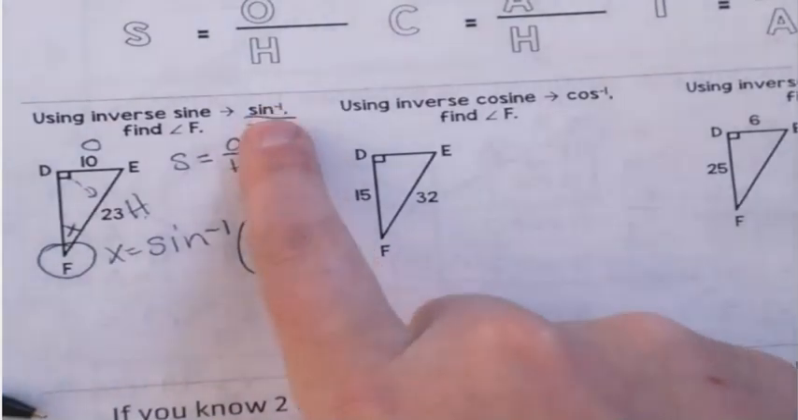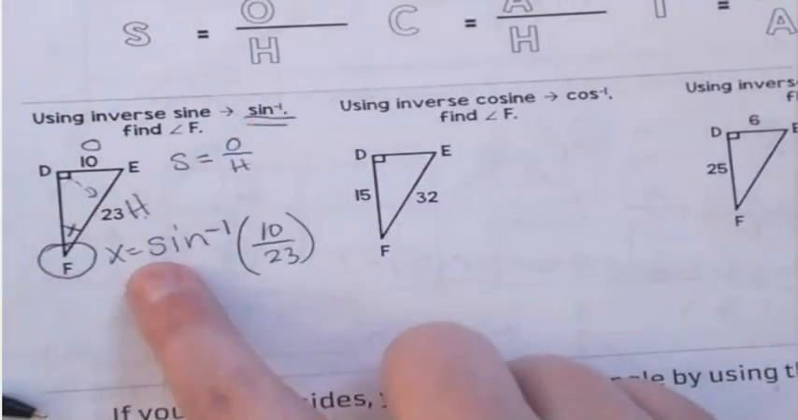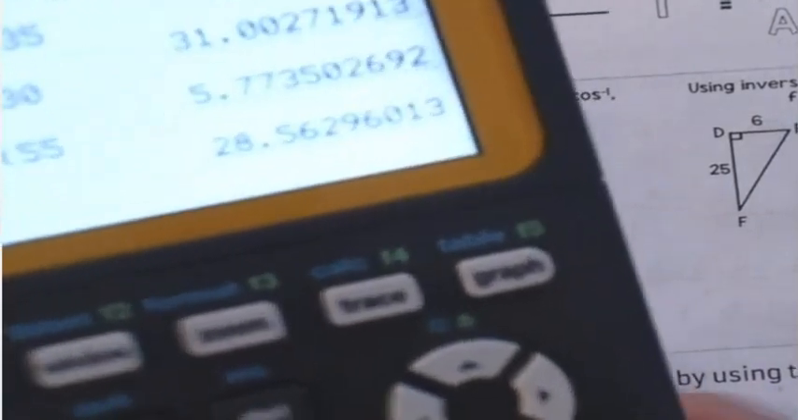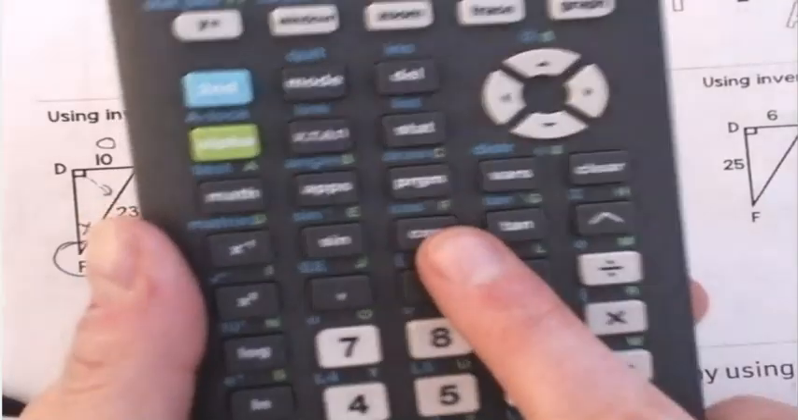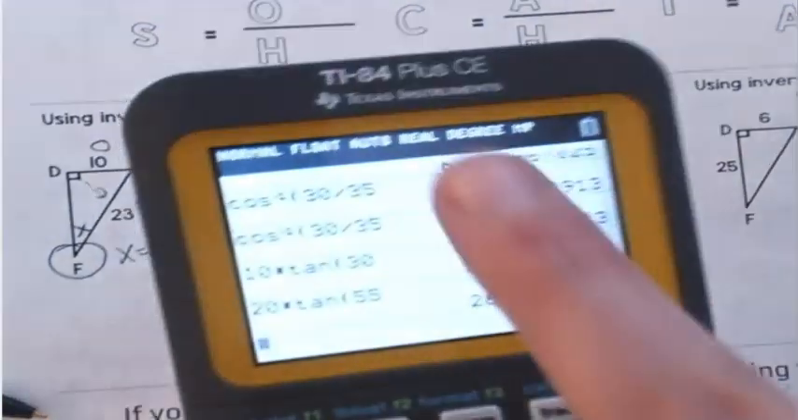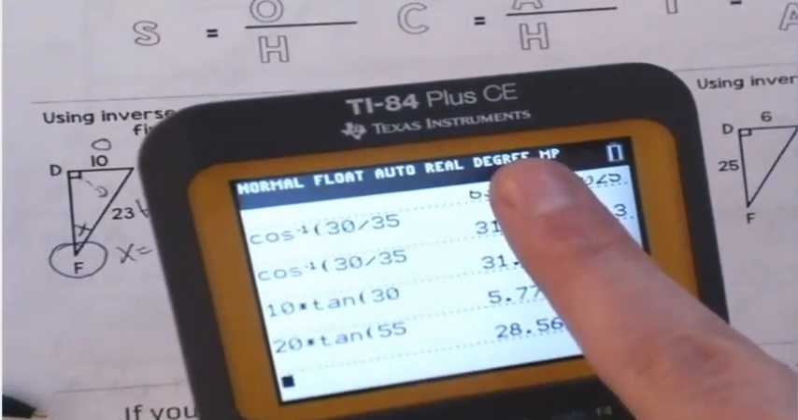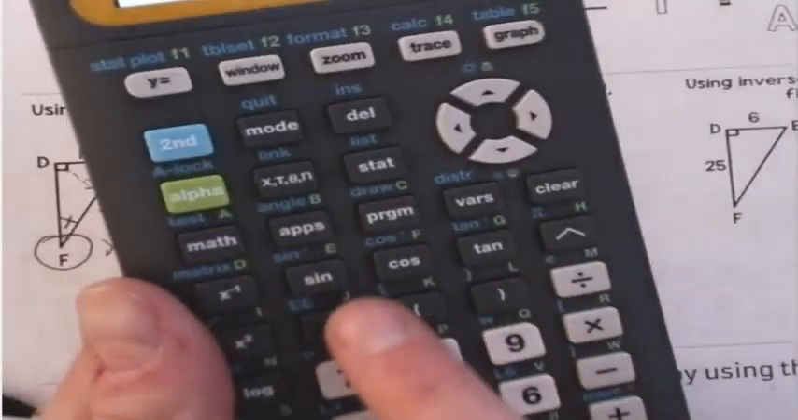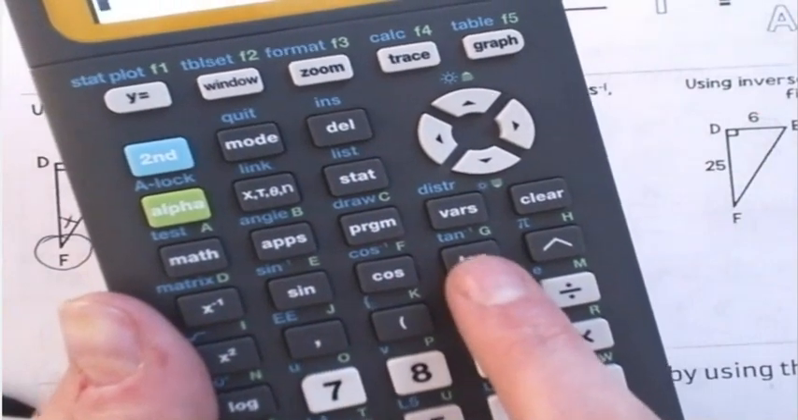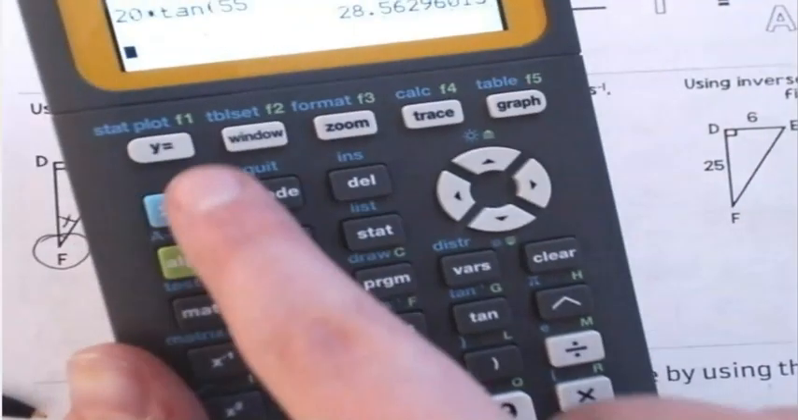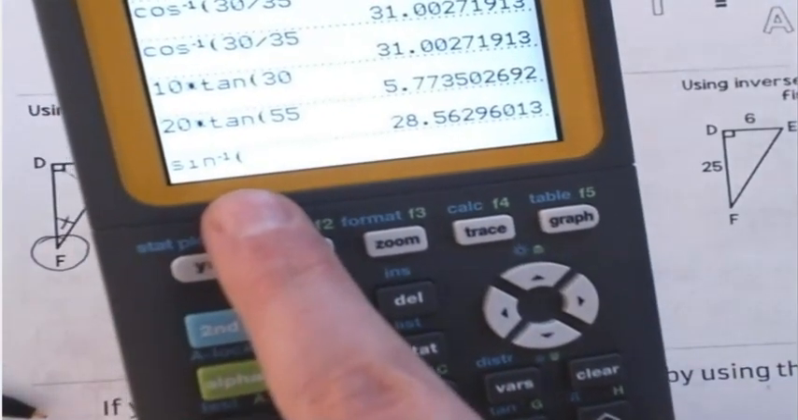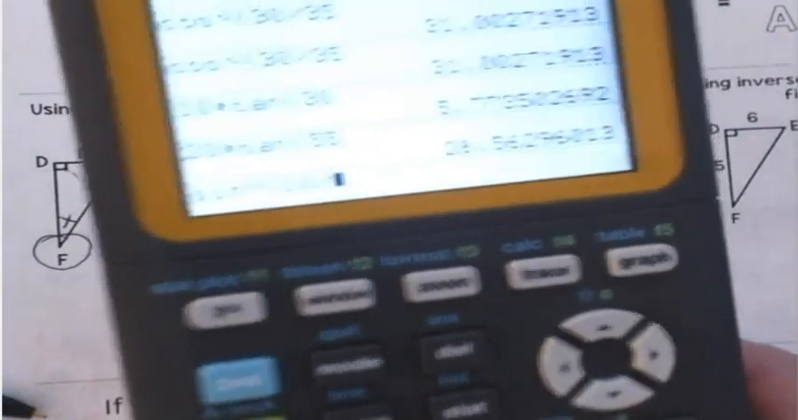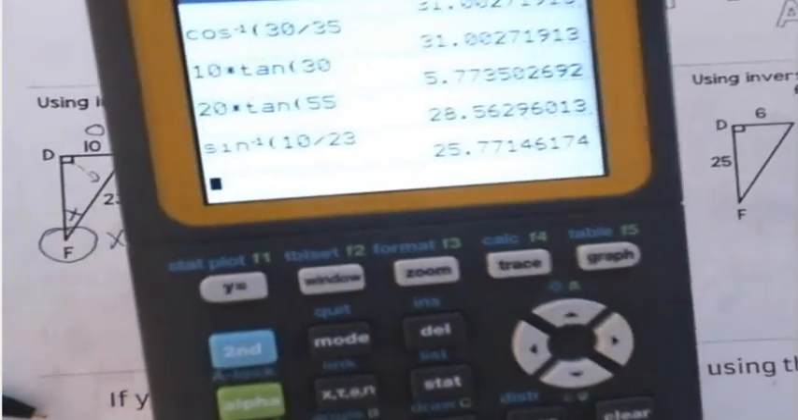So anytime you're looking for an angle, you're going to use the inverse. So sine inverse. So I need everyone to look at your calculator because you have to know how to put this in your calculator. Look at the top, make sure it's in degree. And then look in here at sine, cosine, and tangent. And you're going to click second sine to get sine inverse. And then you're going to type in 10 over 23.